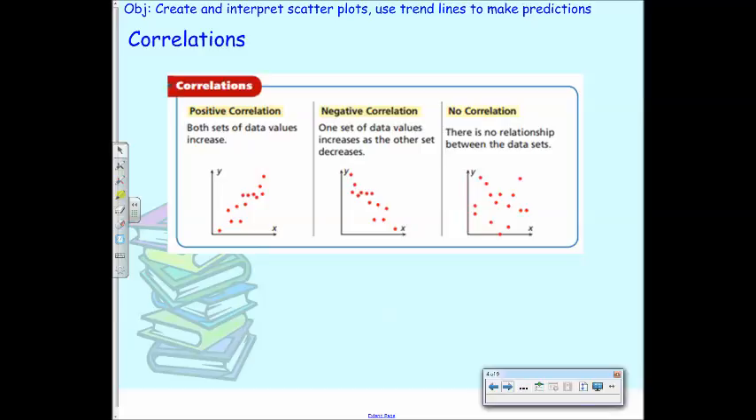All right? Here in a negative, as your x goes up, what happens to your y? It goes down. So that's called a negative correlation. And if you were to draw a line in there, it would be sloping downward. Does anyone know what that line is called? Does anyone know what a line is called when you draw a line through a scatter plot? I remember, it starts with a T. It's a trend line. It's a trend line.